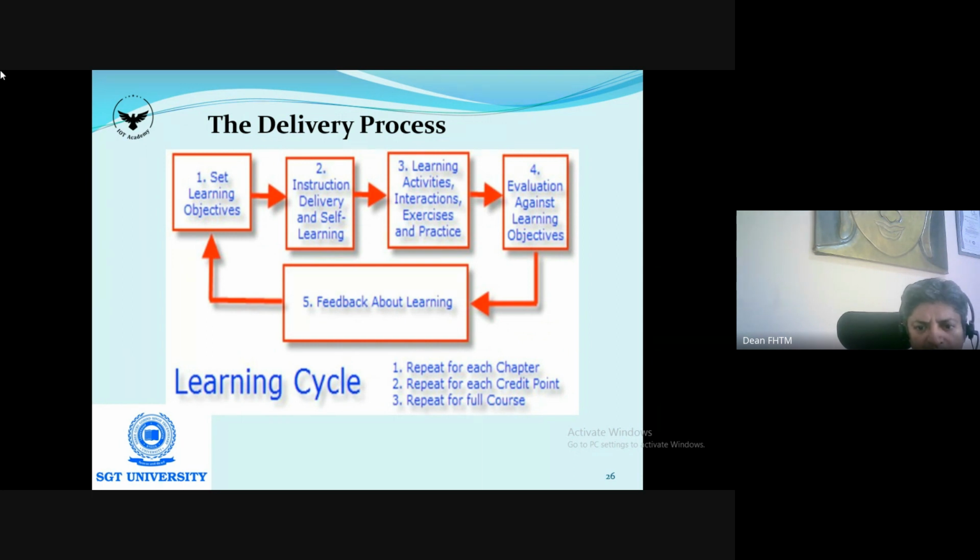Number one, learning objectives, instruction, delivery, and self learning. You can distribute it. What are the activities, interactions, exercises, and practice? Evaluate against the objectives, and then use the feedback and again reset the objectives. You repeat this for each chapter, each point, or each course, whatever way, and you will be able to continuously improve your delivery process.